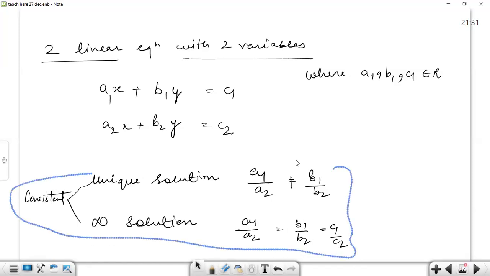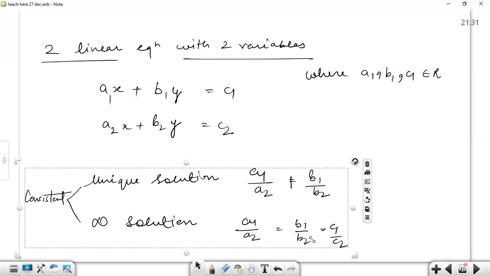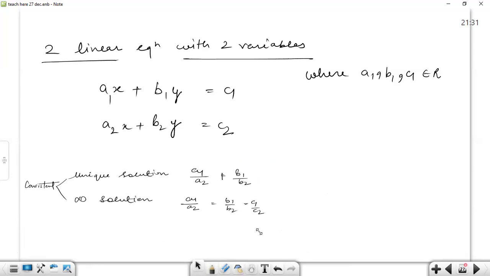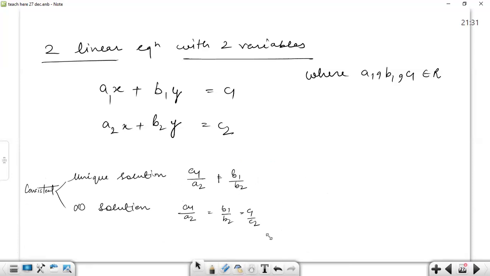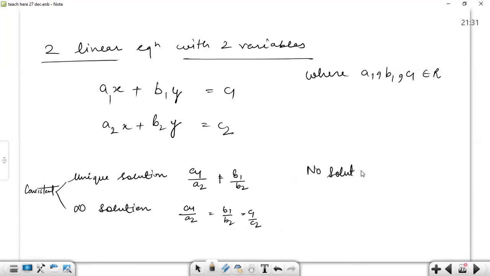Do you remember? Anyone remember about this? Yes, sir. And there will be no solution when a1/a2 equals b1/b2 but the ratio c1/c2 is not equal.